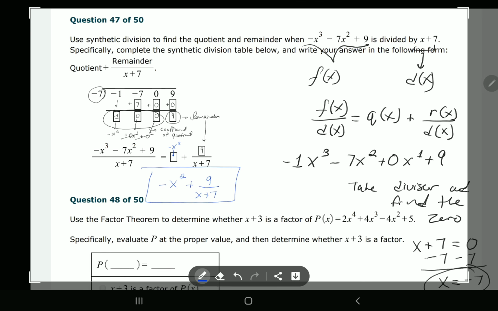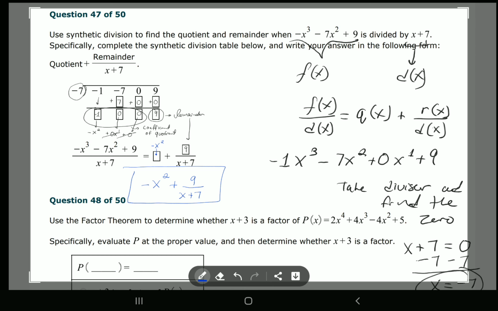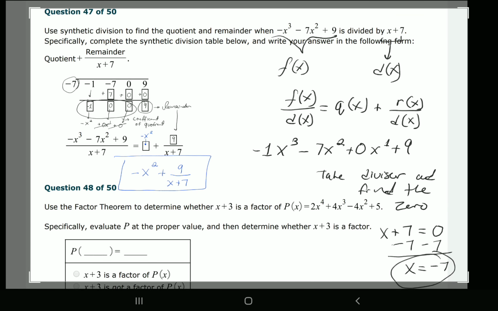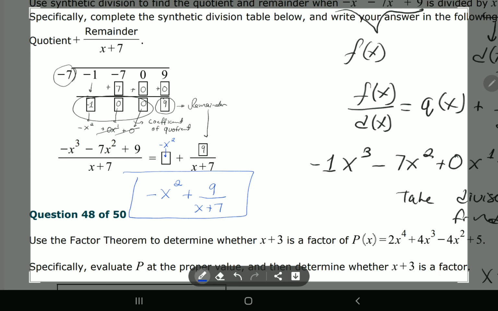All right guys, that is it for the synthetic division approach. I hope you guys understand how to complete all the steps. You can once again watch the beginning of the video to find out how everything is placed inside and how we come to the answers. This is the answer here: how you find your quotient and your remainder of 9.